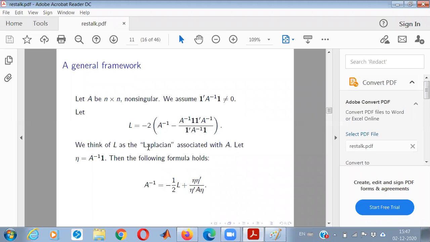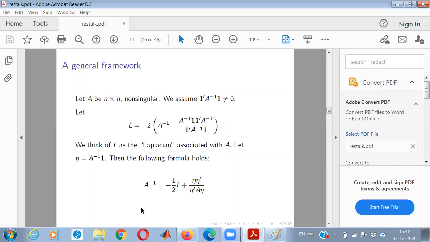So we think of L as the Laplacian associated with this matrix. And then if you just work on this formula and take A inverse on one side, you get a formula that we are talking about. From this formula, immediately you get A inverse is minus half times the Laplacian plus a rank 1 matrix. So the idea is very simple. There's nothing surprising about the formula.